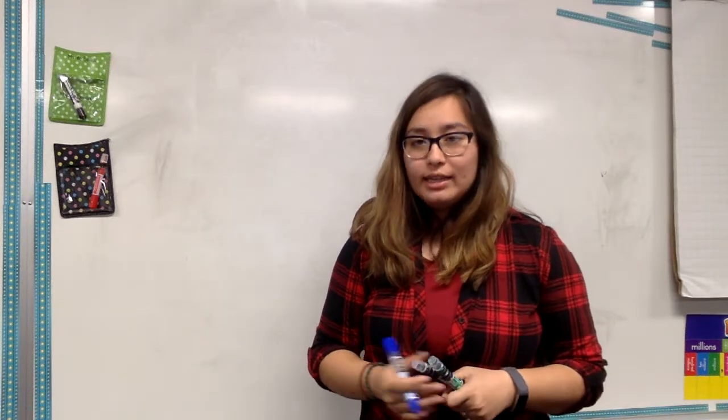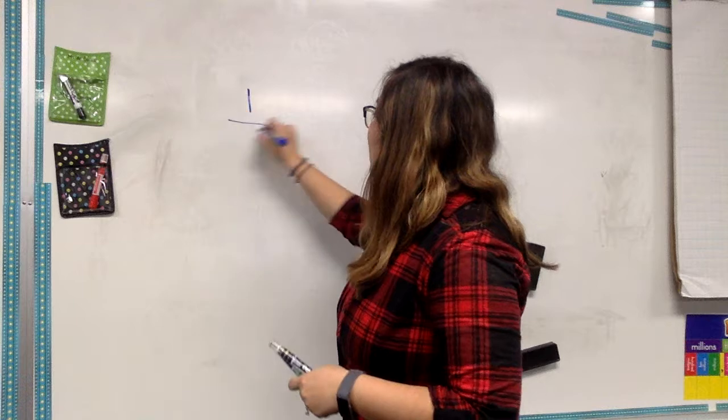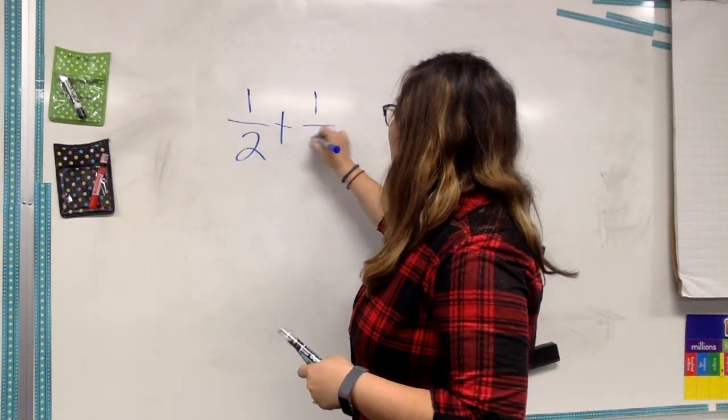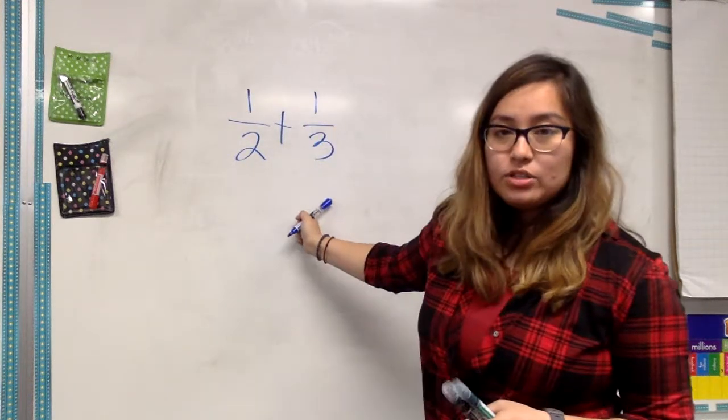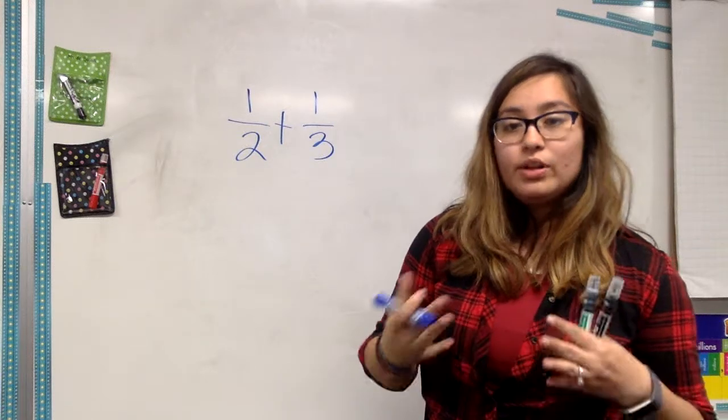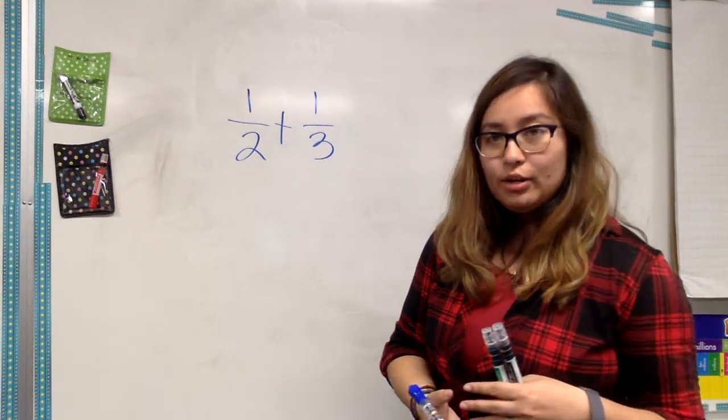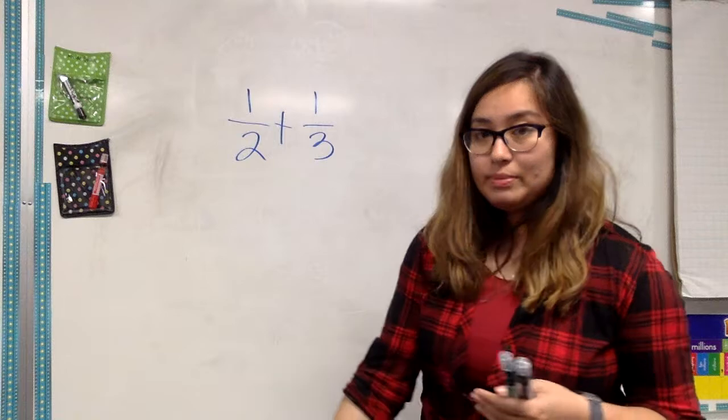This video is going to teach you how to add fractions with unlike denominators. So let's say we have a half plus a third. They are different denominators. Now the first thing you need to know is whenever you add or subtract, you need the same denominator. So obviously they're not. We need to do something about that.